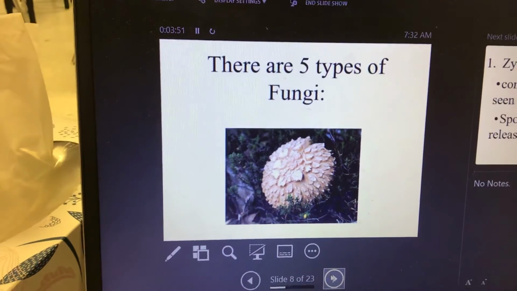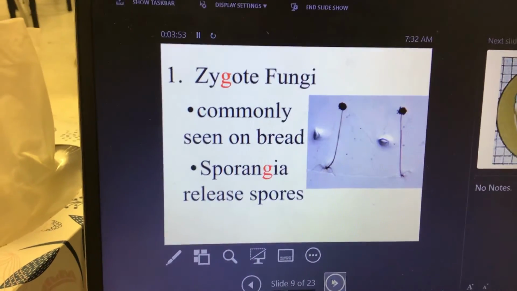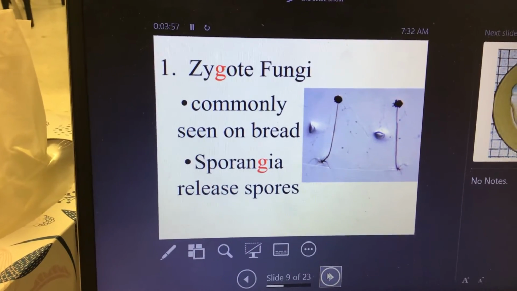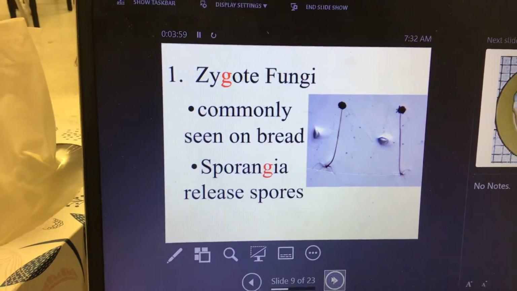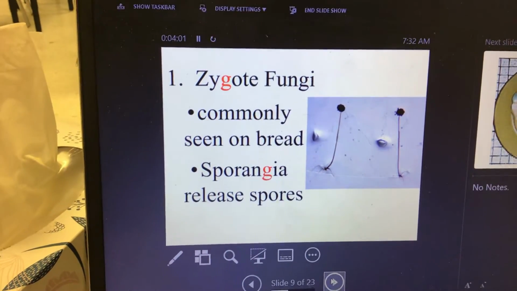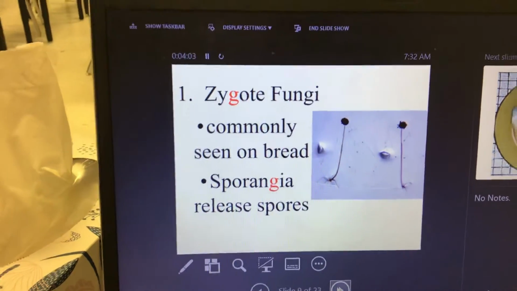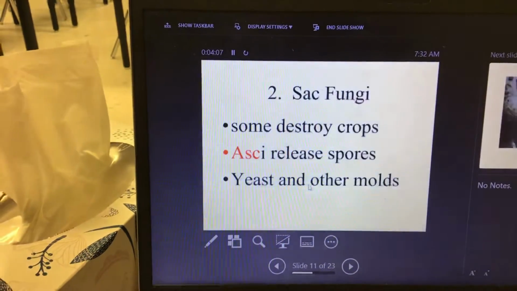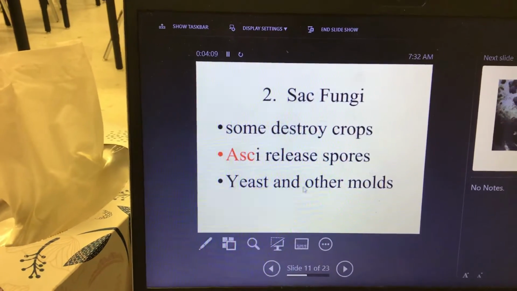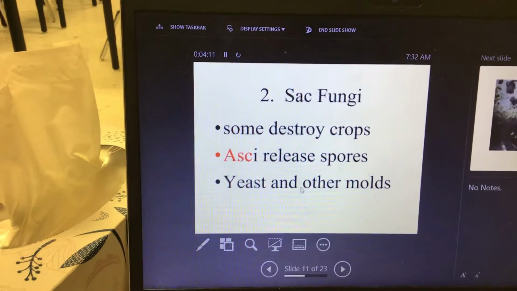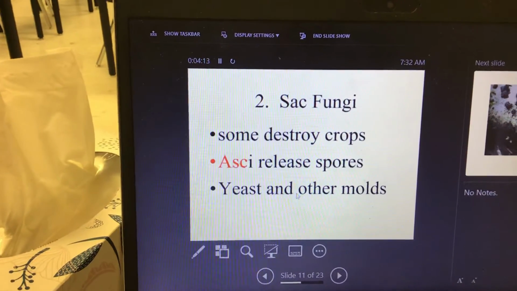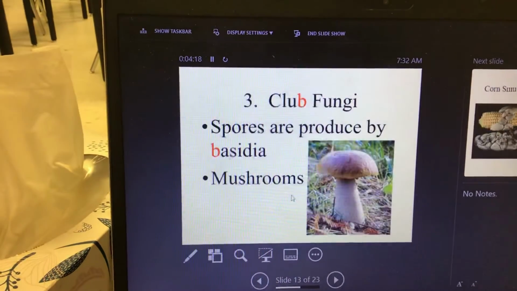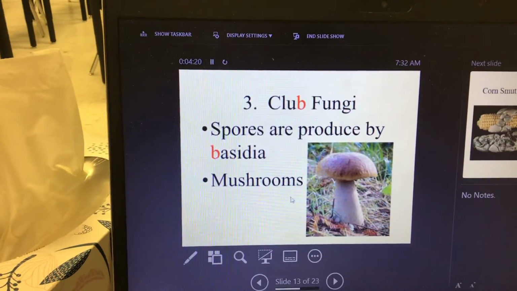Five types of fungi. Don't worry about writing this down. The first one is zygote fungi. It's the stuff that's going to be on your bread. If you have little spots on your bread, that would be zygote fungi. Sac fungi, yeast and other molds. If you get this on your crops or in your garden, it's usually a bad thing. Club fungi, which are like mushrooms.